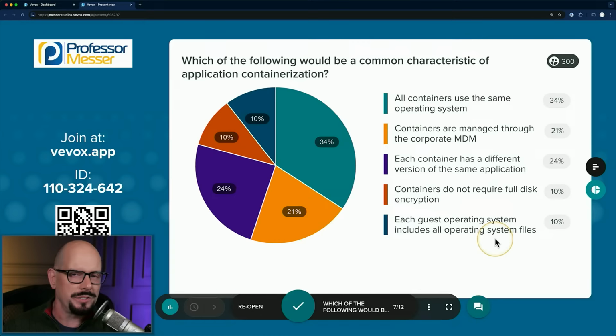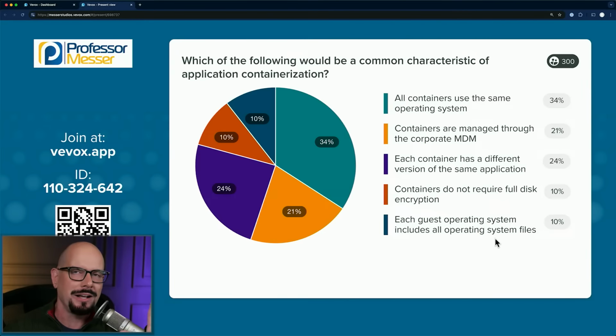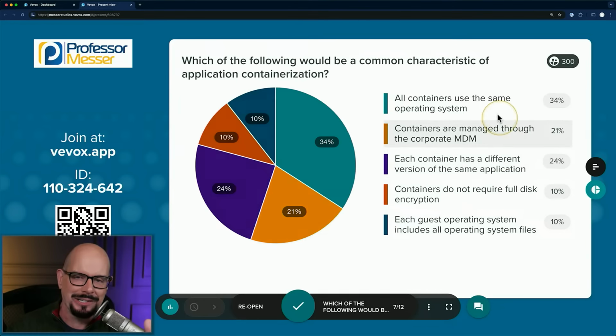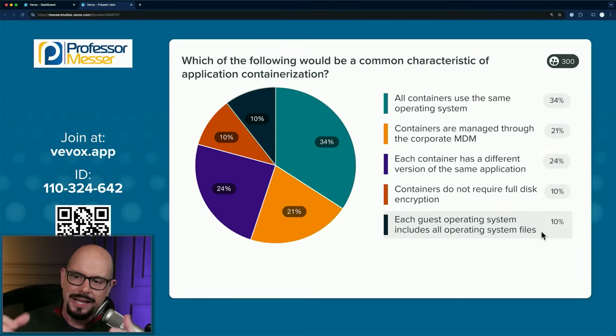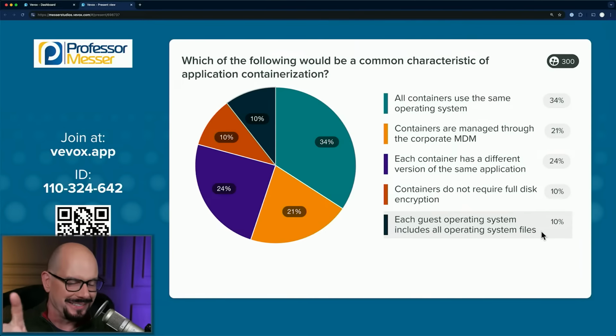I didn't necessarily want to do that, but I put it in anyway, and hopefully I was able to hide it a little bit, because all containers using the same operating system and each guest operating system including all operating system files, those are really different technologies. I tried to mix the technologies of containerization and virtualization, and hopefully you were able to see that pop out on the screen. So the real question is, what are we talking about? What in the world is containerization?